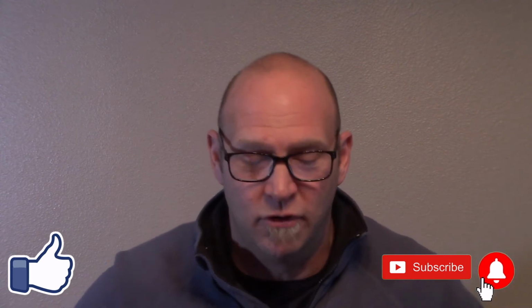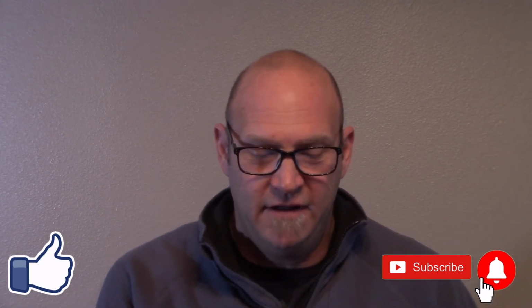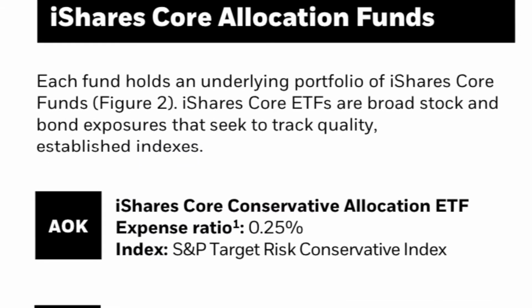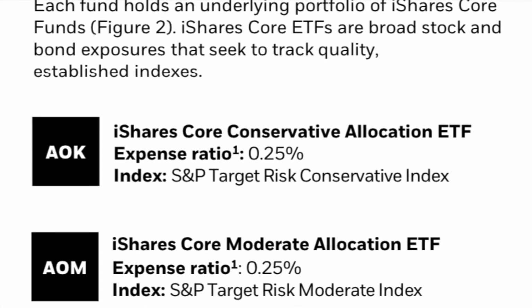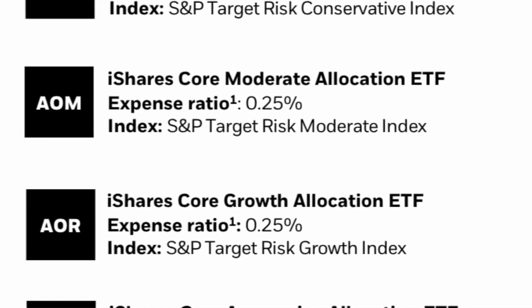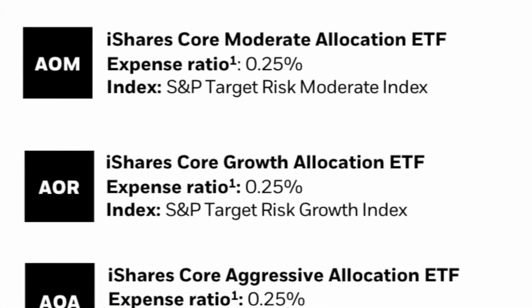So I did a little homework and found out that what they're actually called is the iShares Asset Allocation Solutions ETFs, and more specifically, the iShares Core Allocation ETFs. There are actually 4 of them: AOK, AOM, AOR, and AOA. You guys, what these are is actually a fund of funds. That means it's one ETF with 7 separate ETFs held as its parts, and it's based on your risk tolerance.